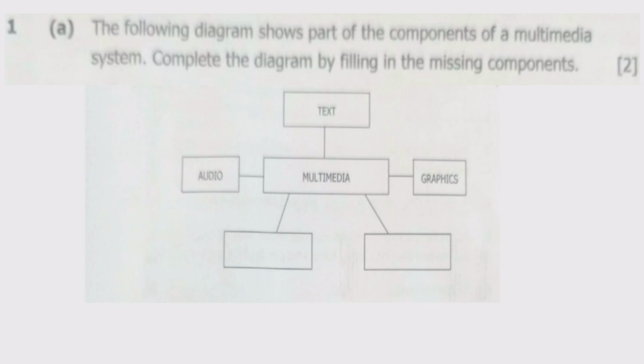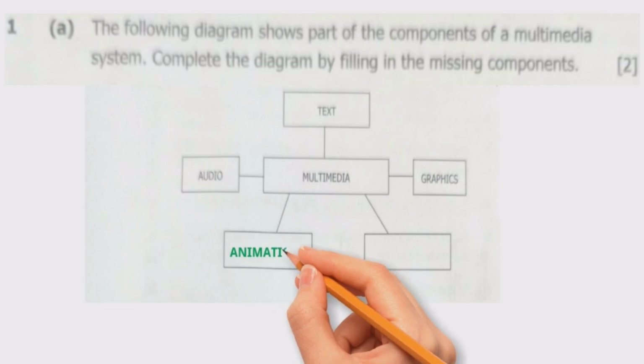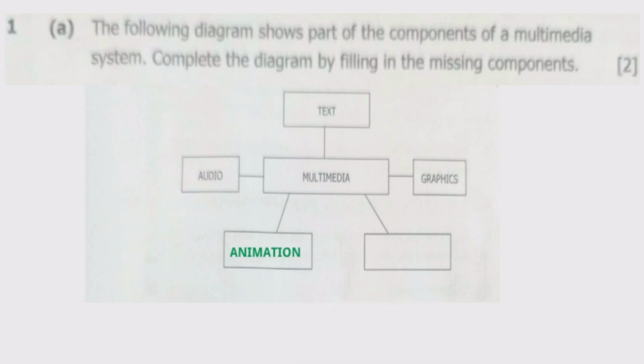So let's go to the diagram. When you look at the diagram, we have got multimedia there, and then we have got text on top there, then we have got audio, and we have got graphic there. So the other things that have remained here, we can put animation here, and we can also put videos here. So we put animation and videos there down. So those are the answers. Remember, it's just carrying 2 marks and there are only 2 spaces. So those are the answers.